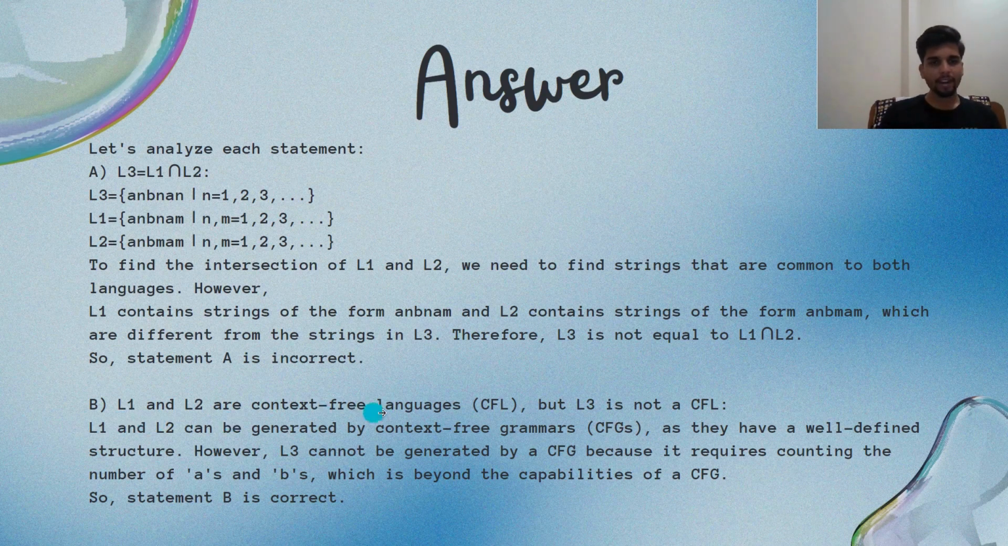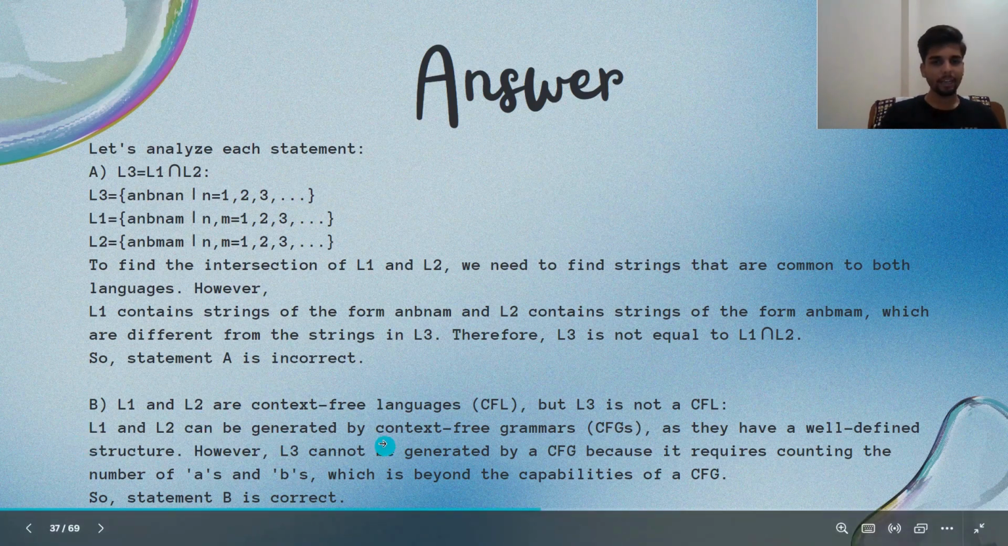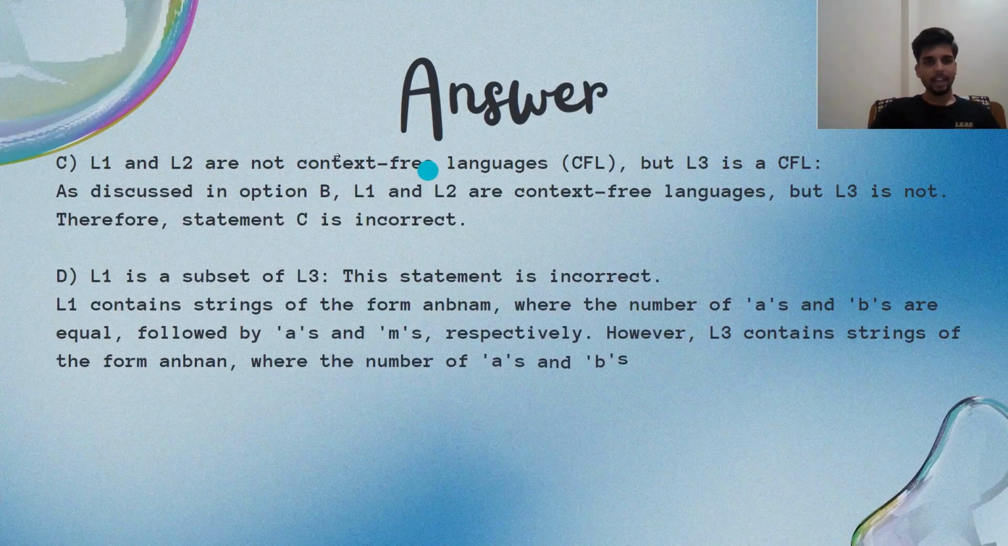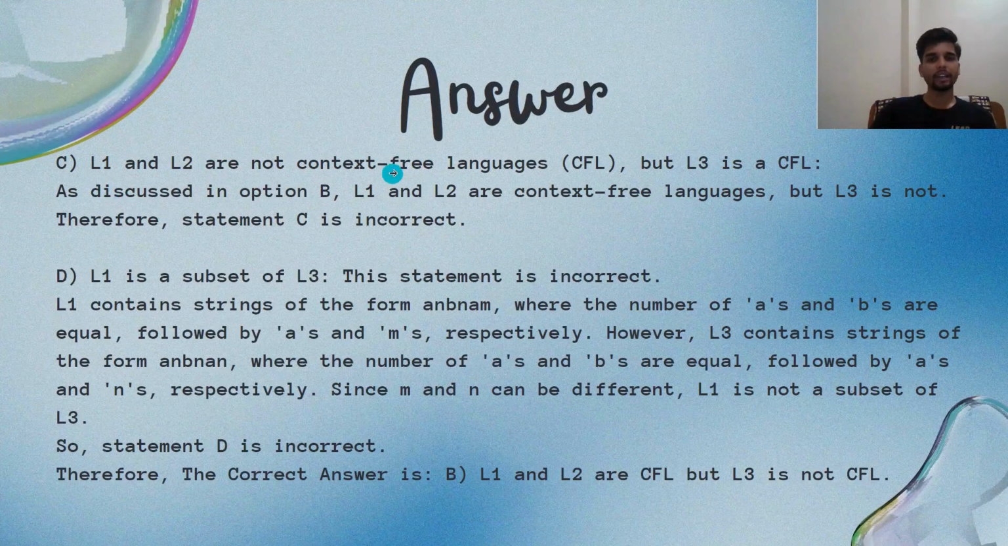Second, we have option B: L1 and L2 are context-free languages, CFL, but L3 is not a CFL. L1 and L2 can be generated by context-free grammars, CFGs, as they have a well-defined structure. However, L3 cannot be generated by a CFG because it requires counting the number of a's and b's, which is beyond the capabilities of a CFG. So statement B is correct. Let's see another statement. Option C: L1 and L2 are non-context free languages, but L3 is a context free language. As discussed in option B, L1 and L2 are context-free languages, but L3 is not. Therefore, statement C is incorrect.